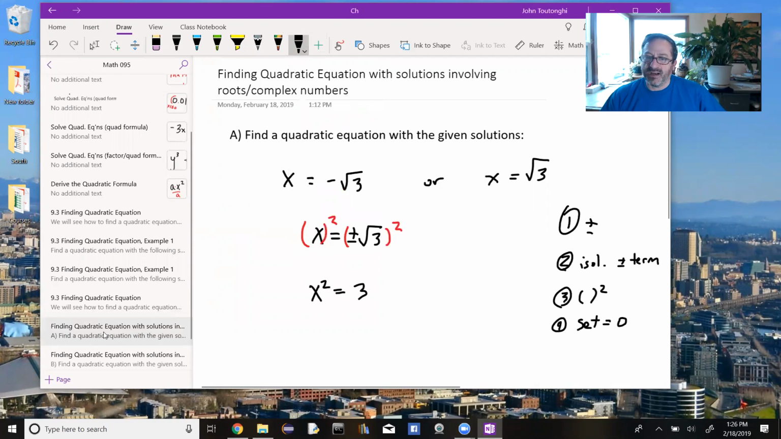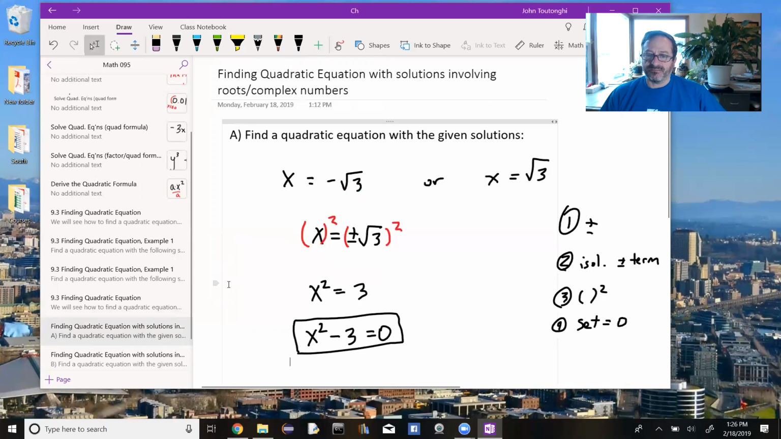Technically, this is a quadratic equation with those two solutions. So we wouldn't actually have to set it equal to 0, except that's what it wants us to do. So you get x squared minus 3 equals 0. And that equation has those two solutions, negative root 3 and positive root 3. Similarly, any multiple of this equation would also have the same solutions.